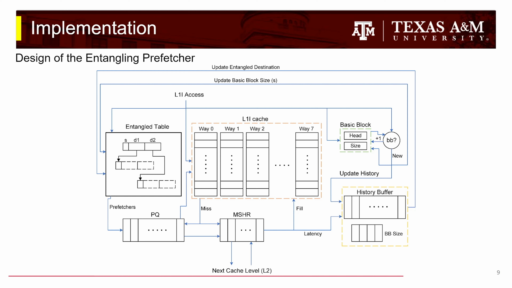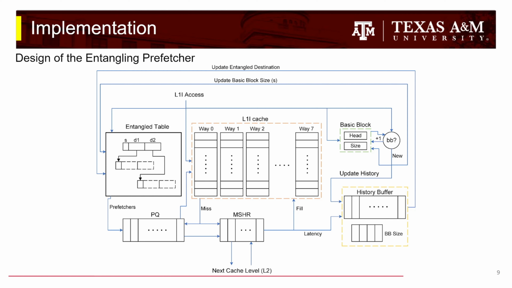When there is a cache miss, it is recorded in the MSHR with a tag and timestamp. When the cache line is filled, the latency is computed as the difference between the time of the miss and the time the cache line was filled. The history buffer is then referenced to determine which access source should be entangled given the computed latency. Once the source is determined, the destination is linked to the source in the entangled table.